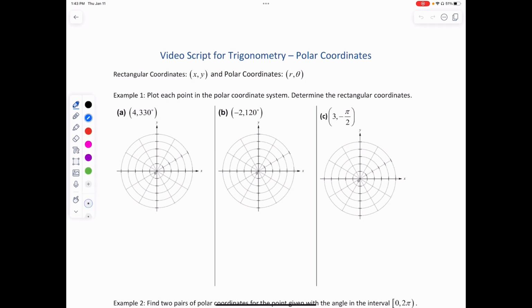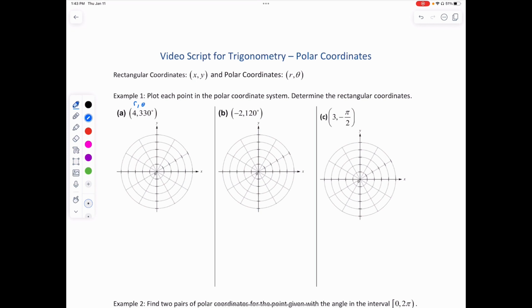In this particular problem, we've got (4, 330°), an r comma theta value, a radius of 4 and an angle of 330 degrees. We know what 330 degrees looks like: you rotate around and you end up here at 330, and then this 4 means go out 1, 2, 3, 4. And so the point would be right here, at an angle of 330 degrees but with a radius of 4. So this is (4, 330°), that ordered pair.